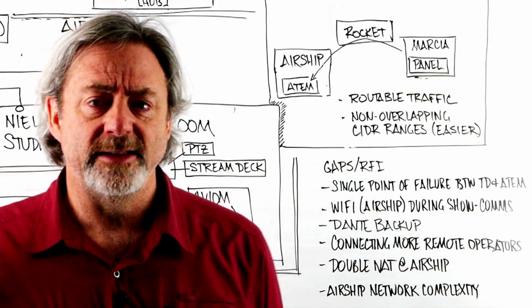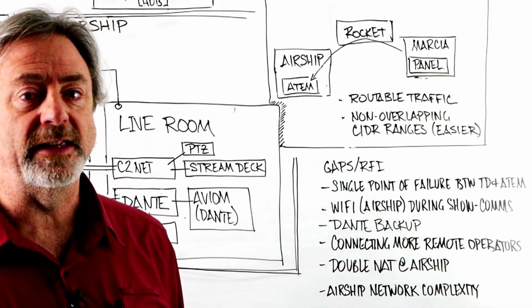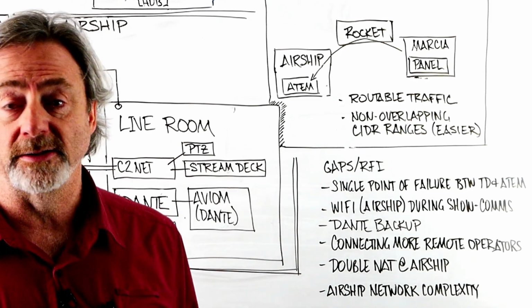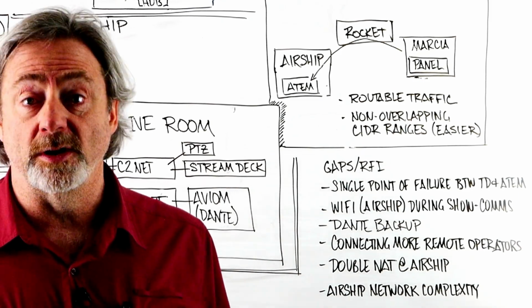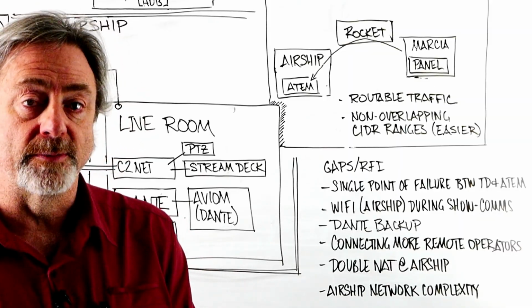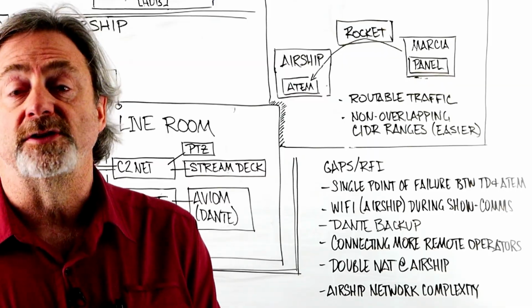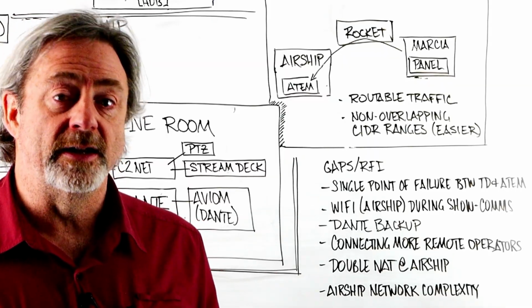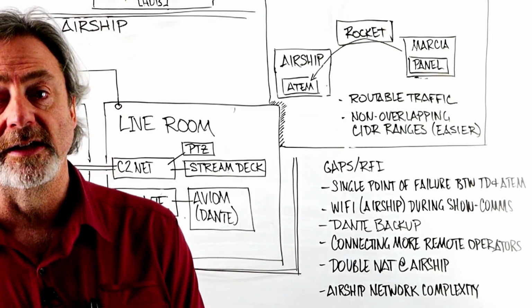The Wi-Fi in Airship was pretty flaky during the show. We had a lot of comms going over it, and we were just getting random dropouts. It's not the greatest Wi-Fi. It works, but it's definitely in need of an upgrade. So that's part of the proposal I'll be putting together, to talk about how to get that to studio grade Wi-Fi. And of course, the Unifi Wi-Fi is pretty darn good.